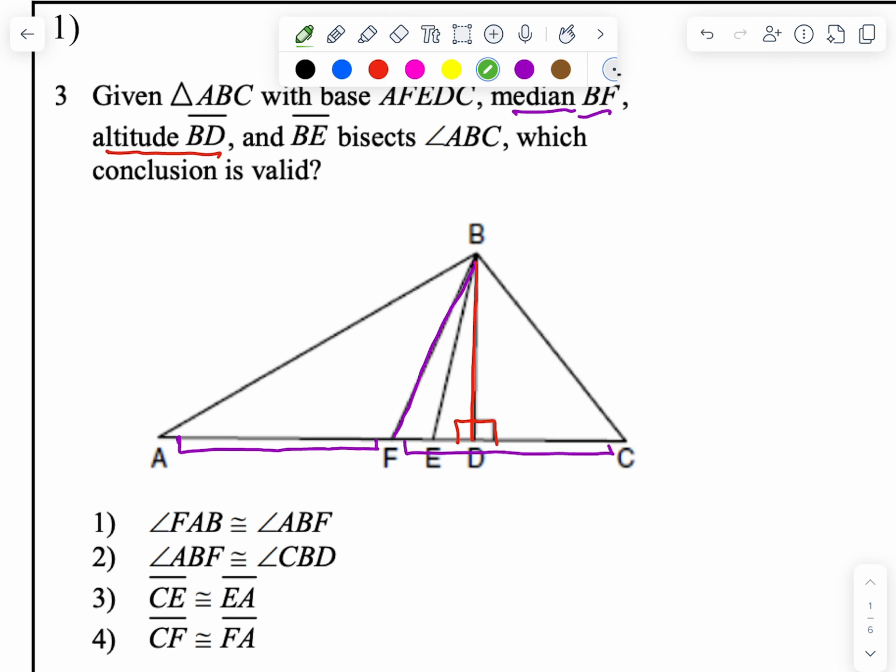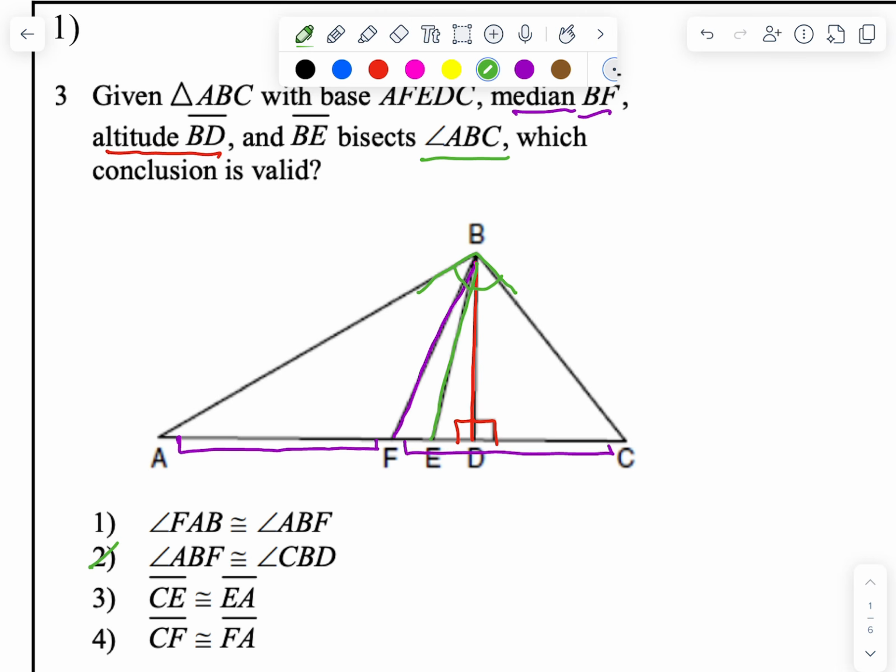Finally, we're told that angle ABC is being bisected by segment BE. That means on either side of BE, we have congruent angles split by the bisector. So that's angle ABE congruent to angle CBE. Be careful, it's not ABF. It would be ABE that is congruent to CBE. So that one here is incorrect.